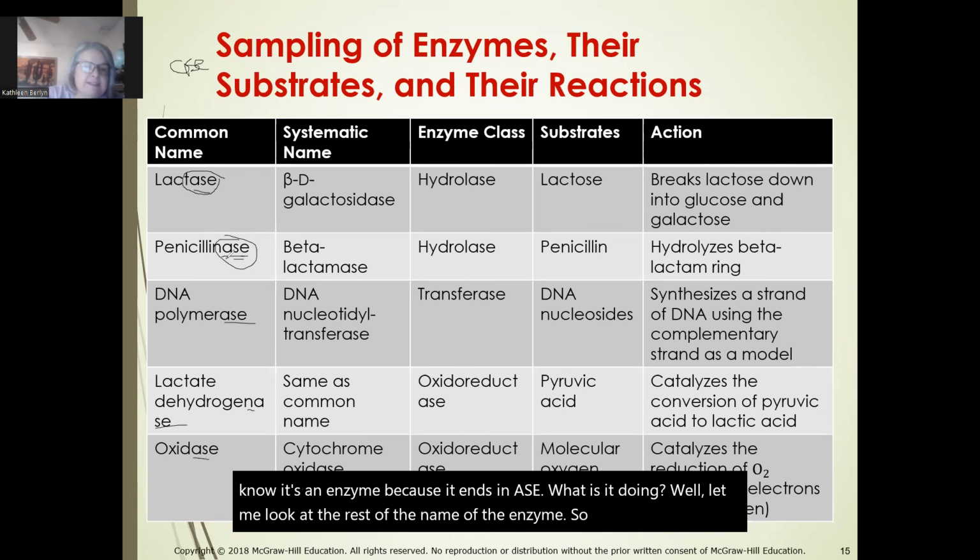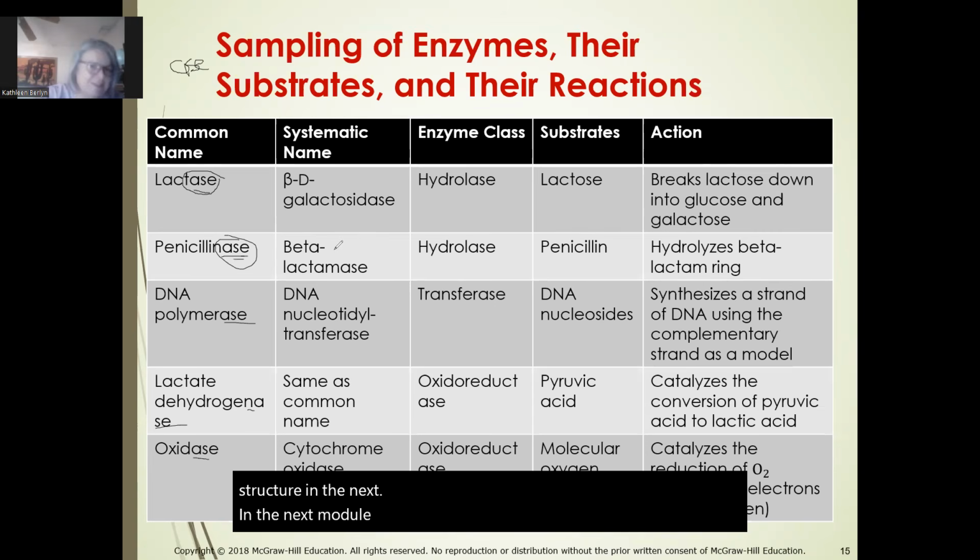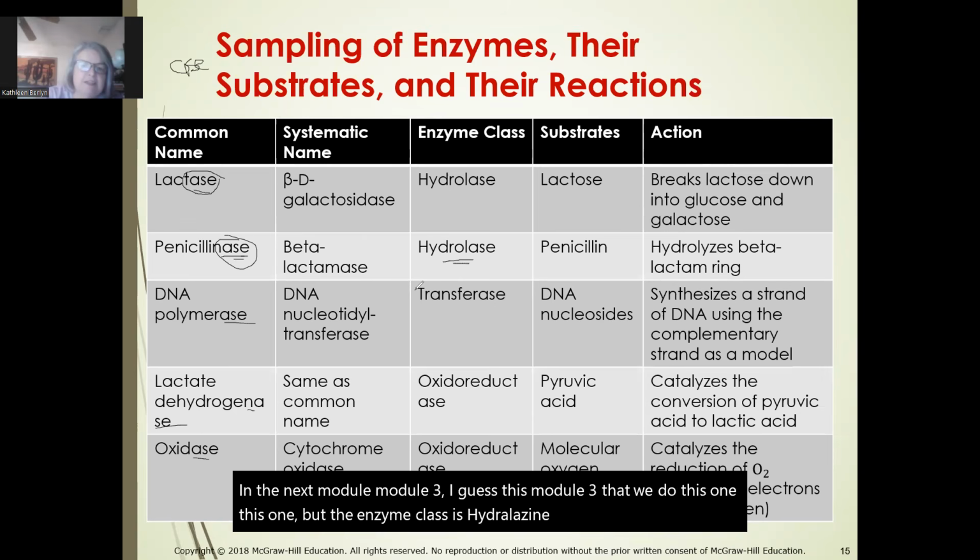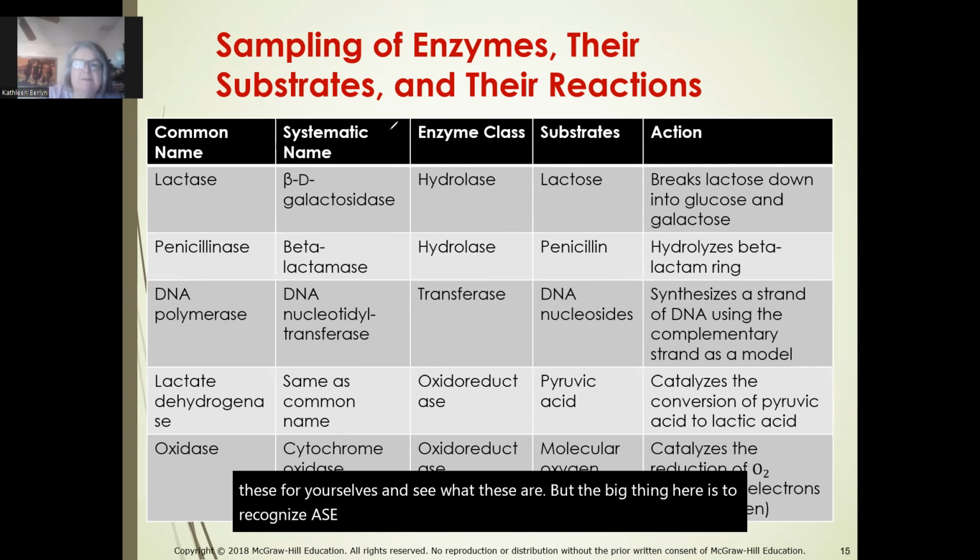So penicillinase is going to break down penicillin. It's going to break the beta-lactam ring that makes up penicillin. We're going to talk more about penicillin structure in the next module, module 3. I guess it's module 3 that we do this one. But the enzyme class, it's hydrolase because it's a breaking down enzyme. Lactase is going to break down lactose. And so on and so forth down the line. You can read these for yourselves and see what these are. But the big thing here is to recognize ASE as an enzyme.